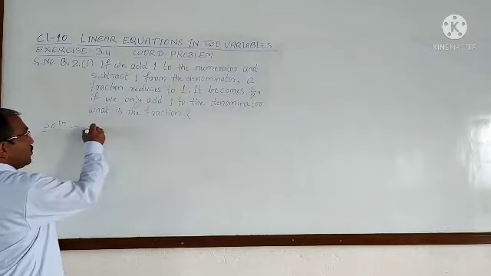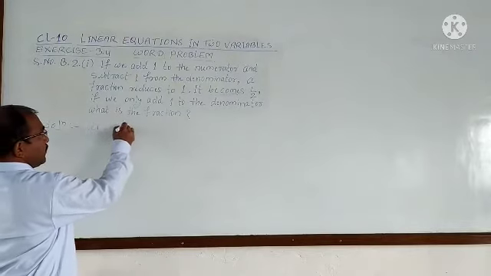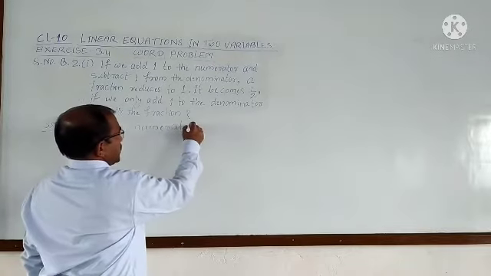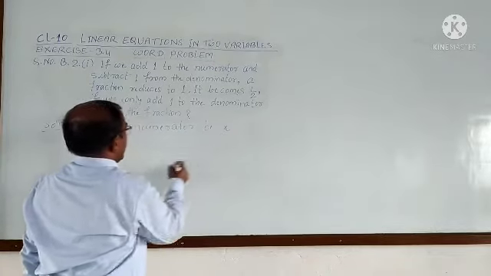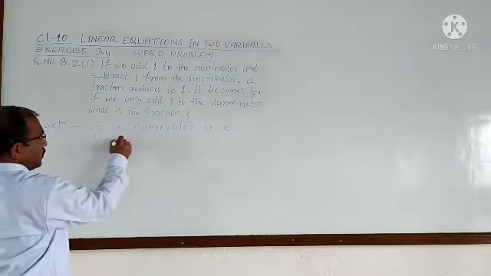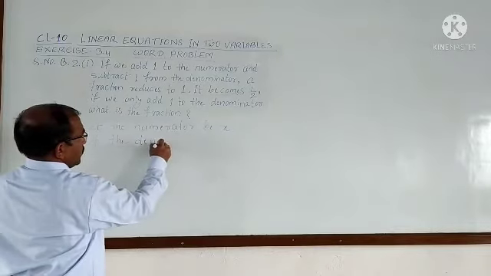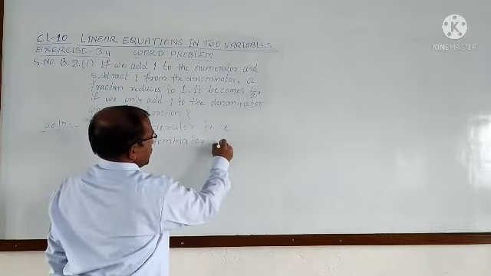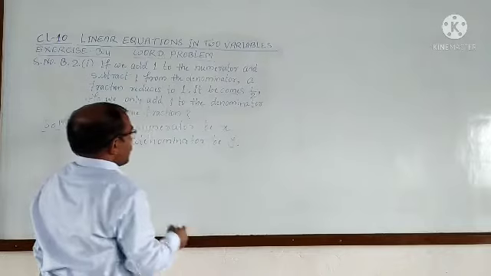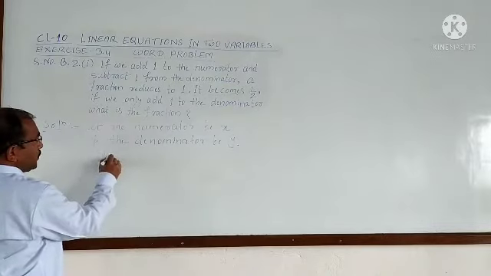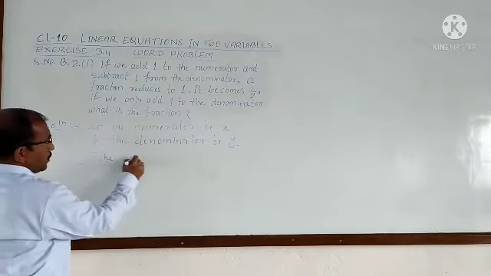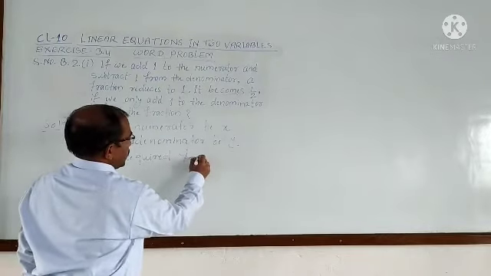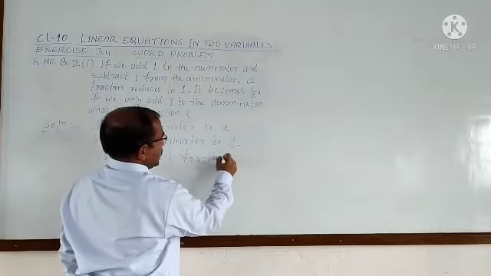We start with the unknown term. Let the numerator be x and the denominator be y. These two are unknown. Then the required fraction will be x by y. We know numerator by denominator is the fraction, so the required fraction is here x by y.